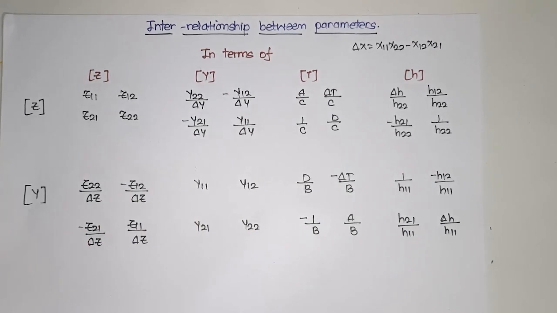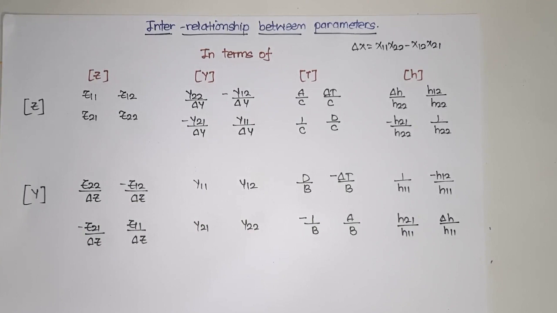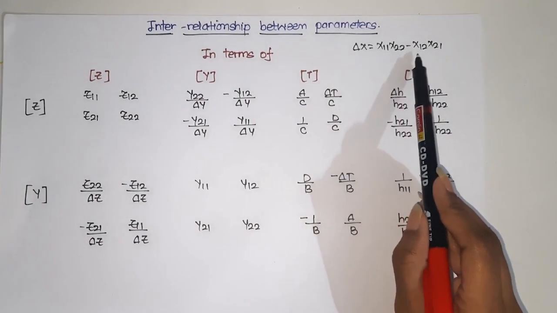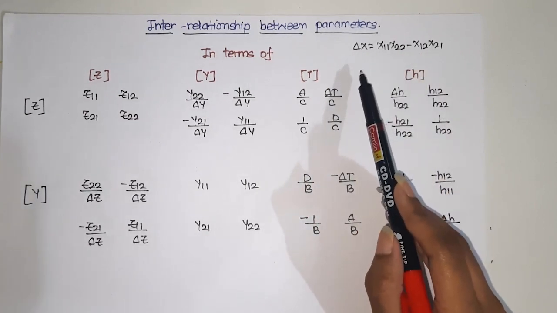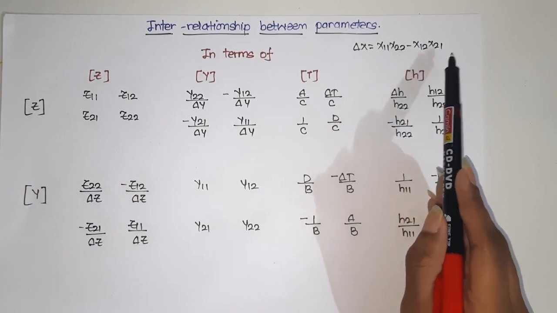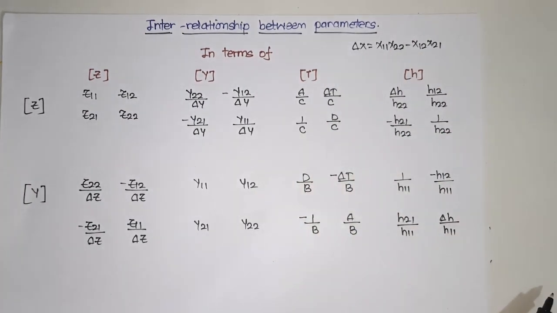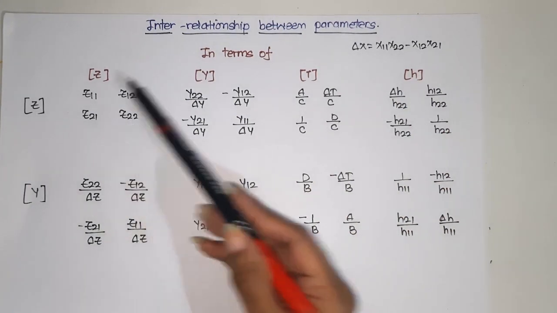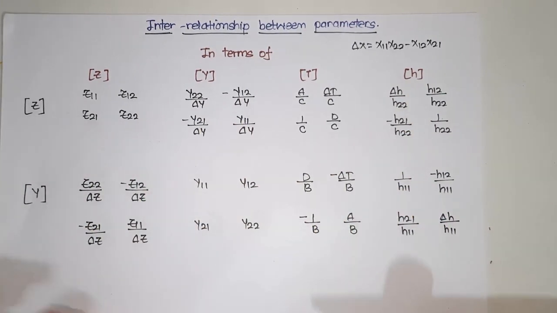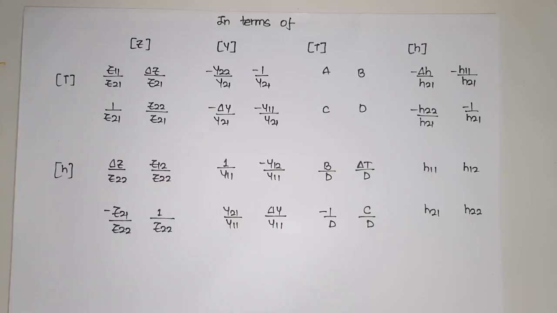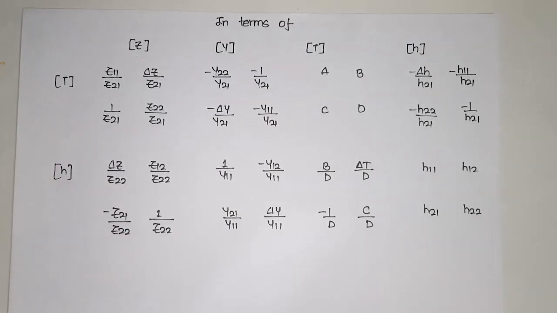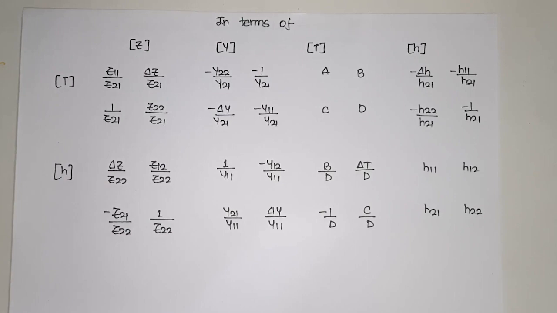So let us see what are the different formulas that we'll be using. So delta x यानी कि x11 x22 minus x12 x21. Similarly अगर delta y है तो it will be replaced by y11 y22 minus y12 y21. So this is a standard formula for delta that we use. Then we have z, y, t and h in terms of, and then accordingly z parameter, y parameter, t parameter and h parameter. So ये formula से हमें will have to convert. So let us solve a numerical on the same.